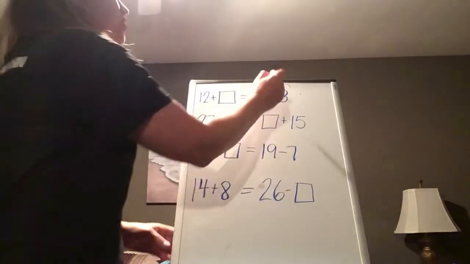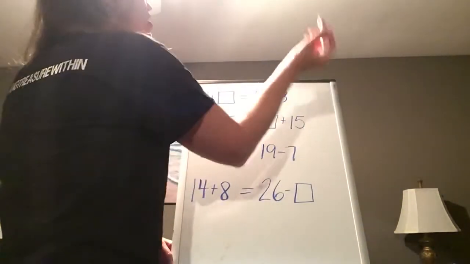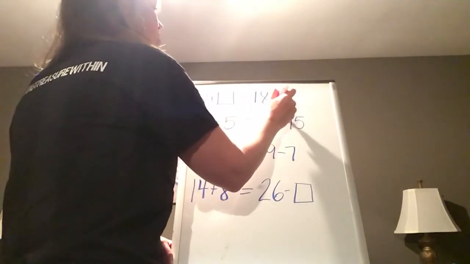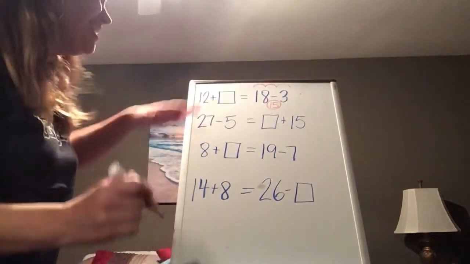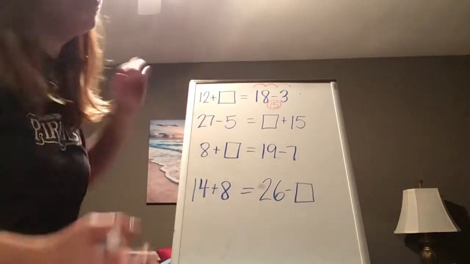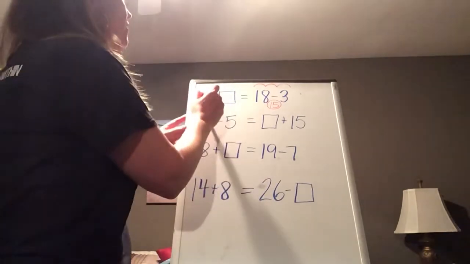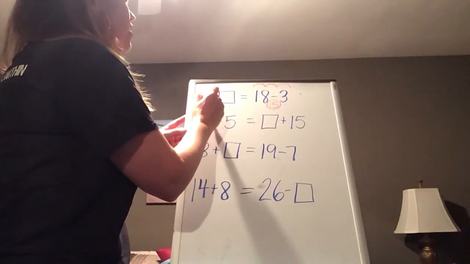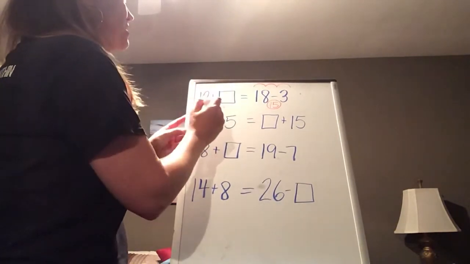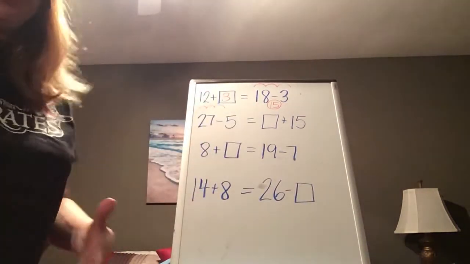You might already know in your mind 8 take away 3 is 5, and we have the 10, so that's 15. Either way you figure it out, we know that this is 15. So I know that this side has to equal 15. That's going to help me. 12 plus what gives me 15? I'm going to count up. I've got 12, I'm going to count up 13, 14, 15. So I did 3 jumps. So I know that 12 plus 3 gives me 15.